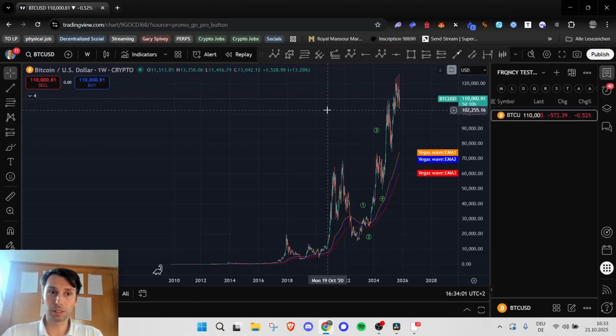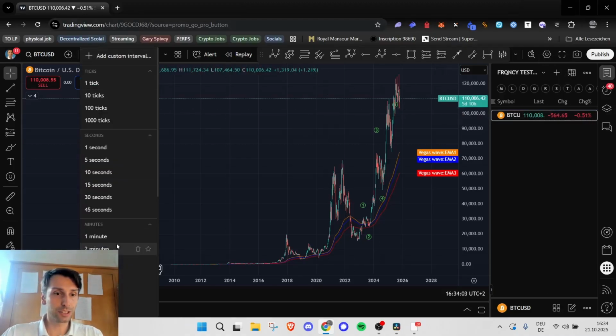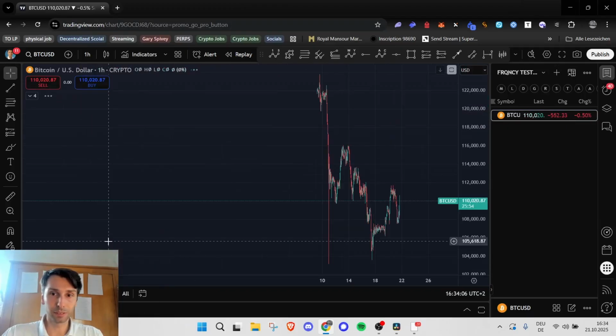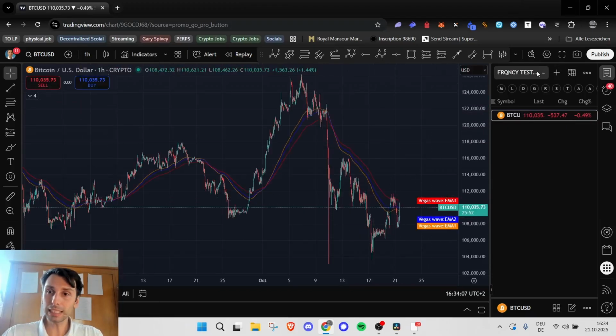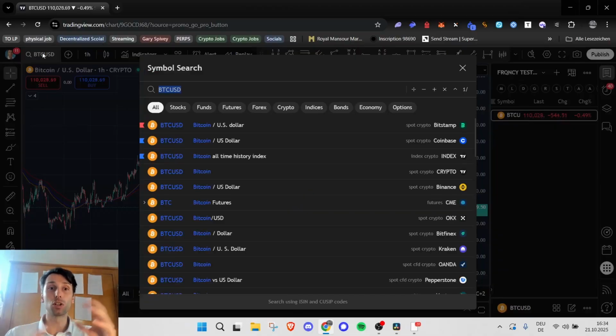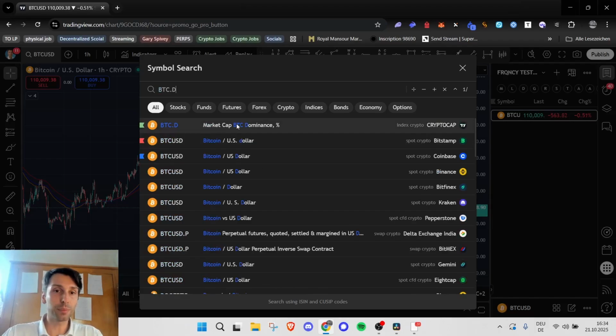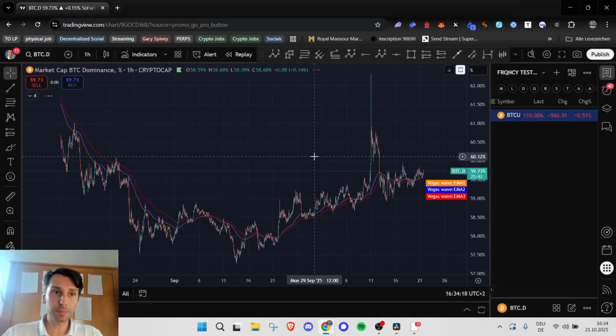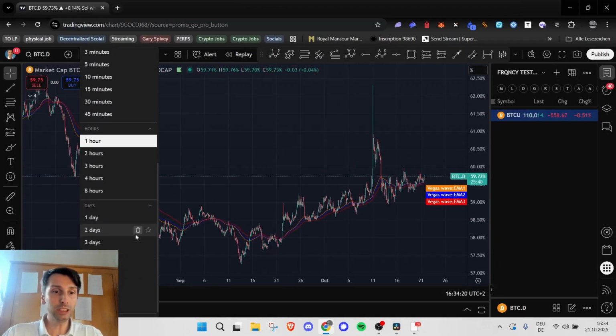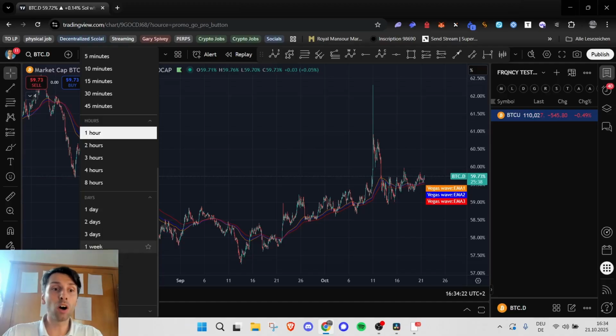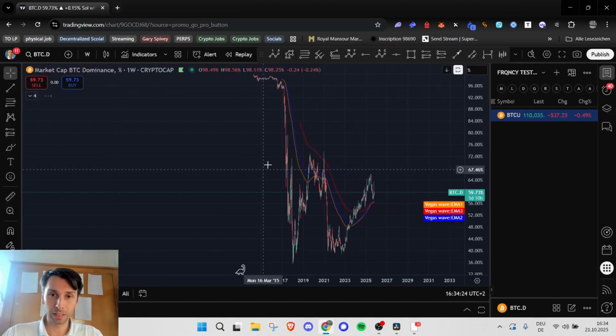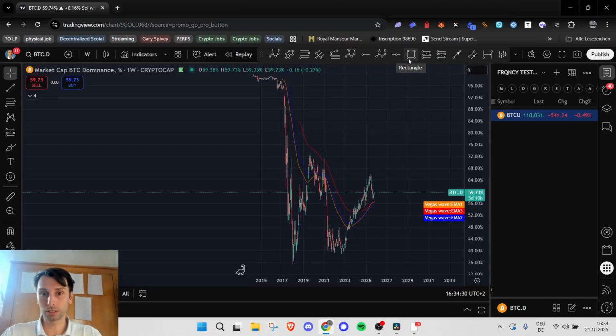The second thing we're going to do, and interestingly enough, Bitcoin is moving a little bit right now. The second thing we're going to use it for is to track certain ratios, like, for example, Bitcoin dominance. Bitcoin dominance shows us the ratio between Bitcoin and all other cryptocurrencies. This usually is a great indicator if we're in alt season or not.